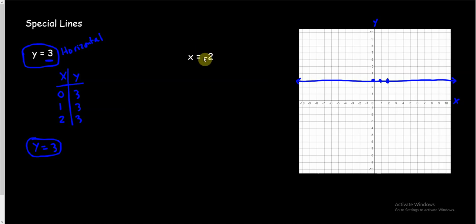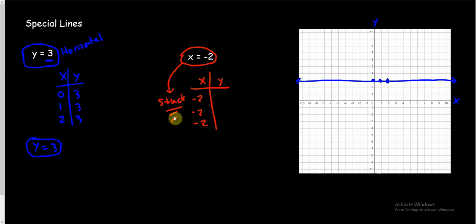So x equals negative 2. If you go to make your xy table this time, oh no, I can't really pick x's because what is this telling us? This is telling us all the x's are stuck at negative 2. The mathematical term is this x is constant at -2. It only can hold -2.